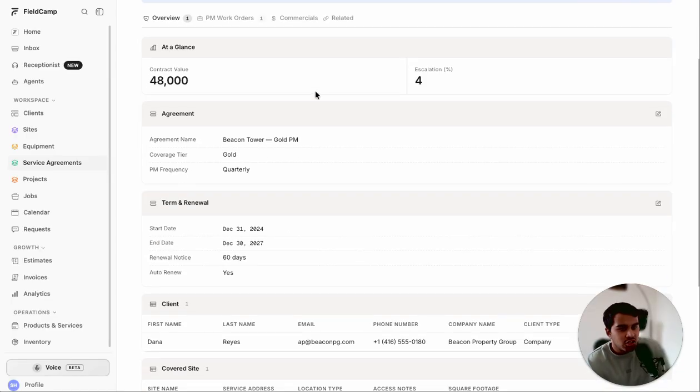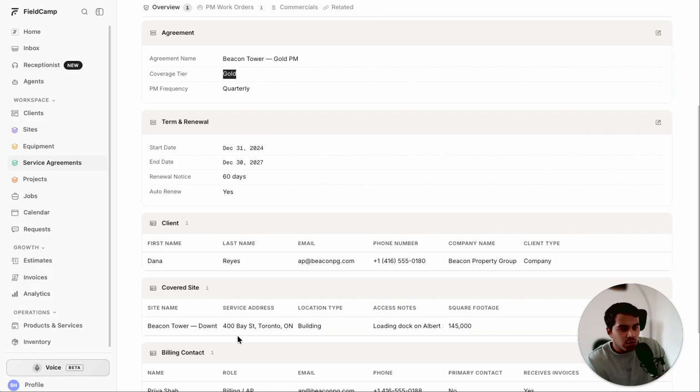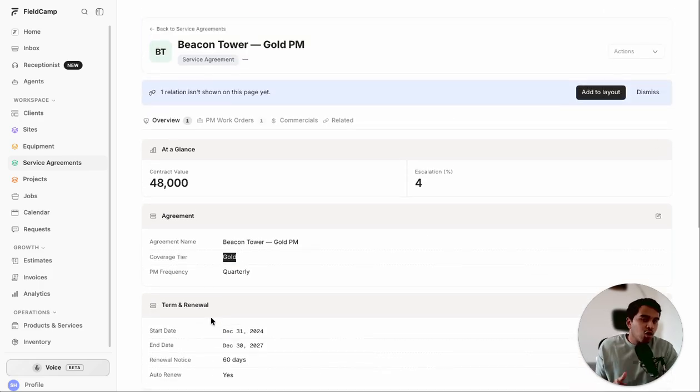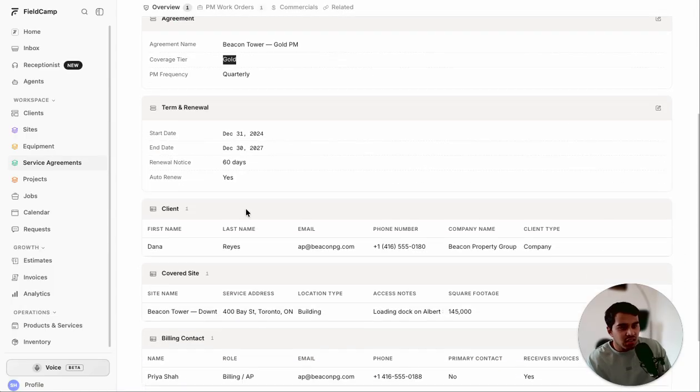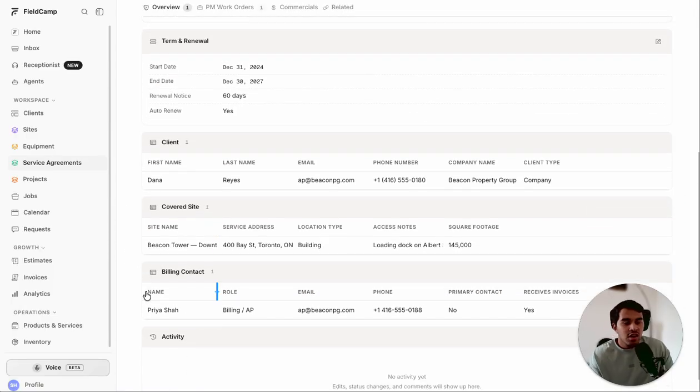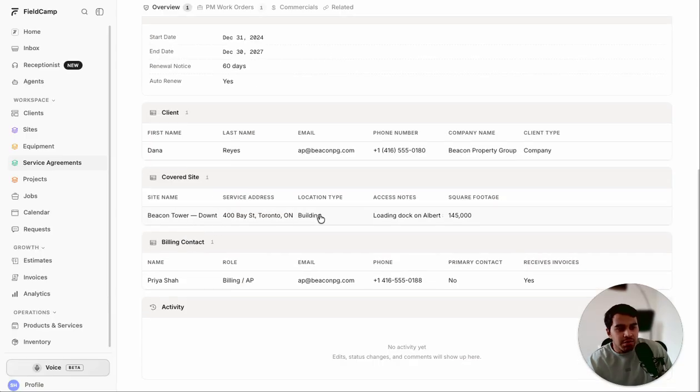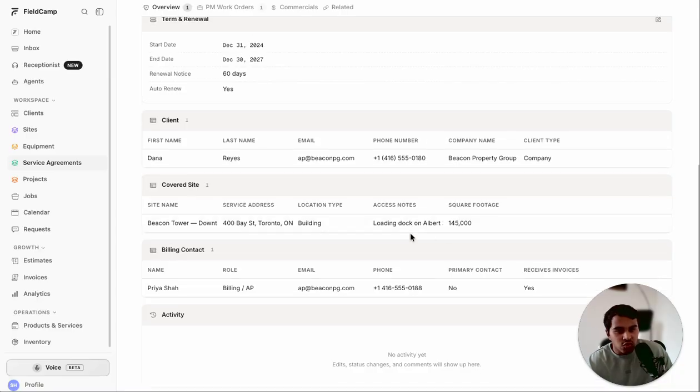The coverage tier for this agreement is gold, and the scope shows which sites. Your commercial HVAC business operates very differently, where you have service agreements that belong to specific sites or specific equipment. So you can model those relationships in FieldCamp. Over here, I know this agreement is specifically for this site, and there are access notes, square footage, every single thing right here.